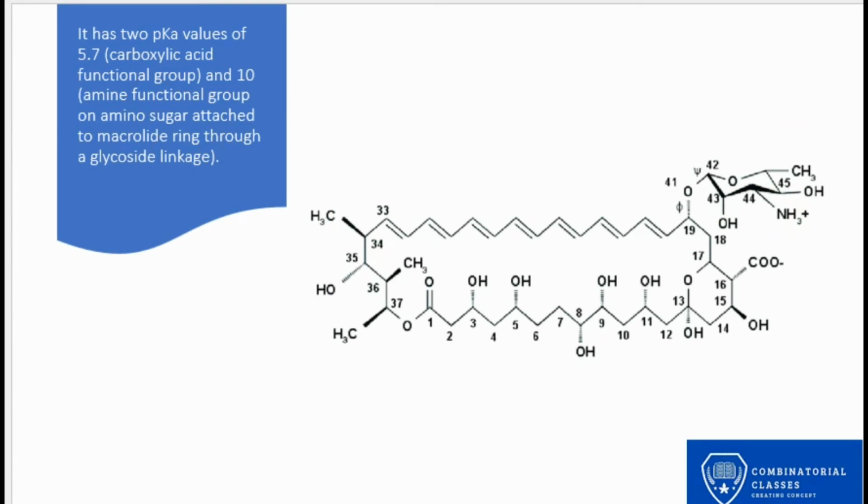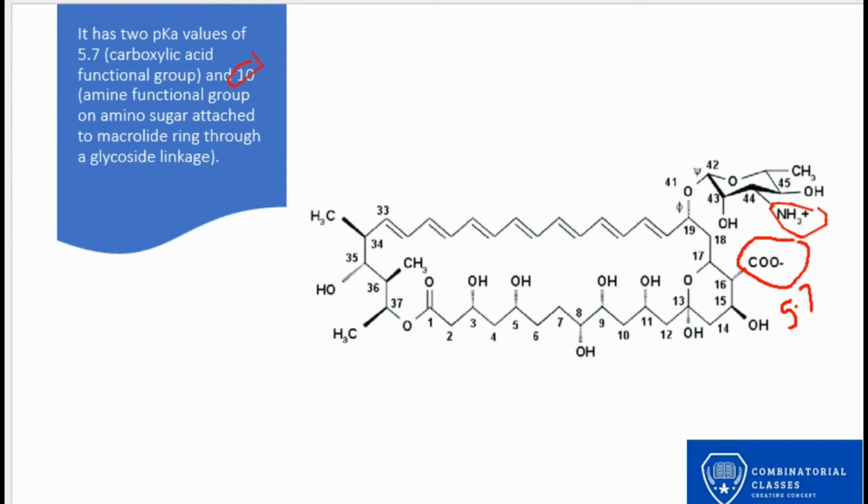It has 2 pK values. One is due to the presence of this carboxylic group, right? And the second is this amine functional group. This amine functional group has a pK value of 10, and similarly the carboxylic group has a pK value of 5.7. So due to this character it is called amphoteric. So this drug is called amphotericin B.